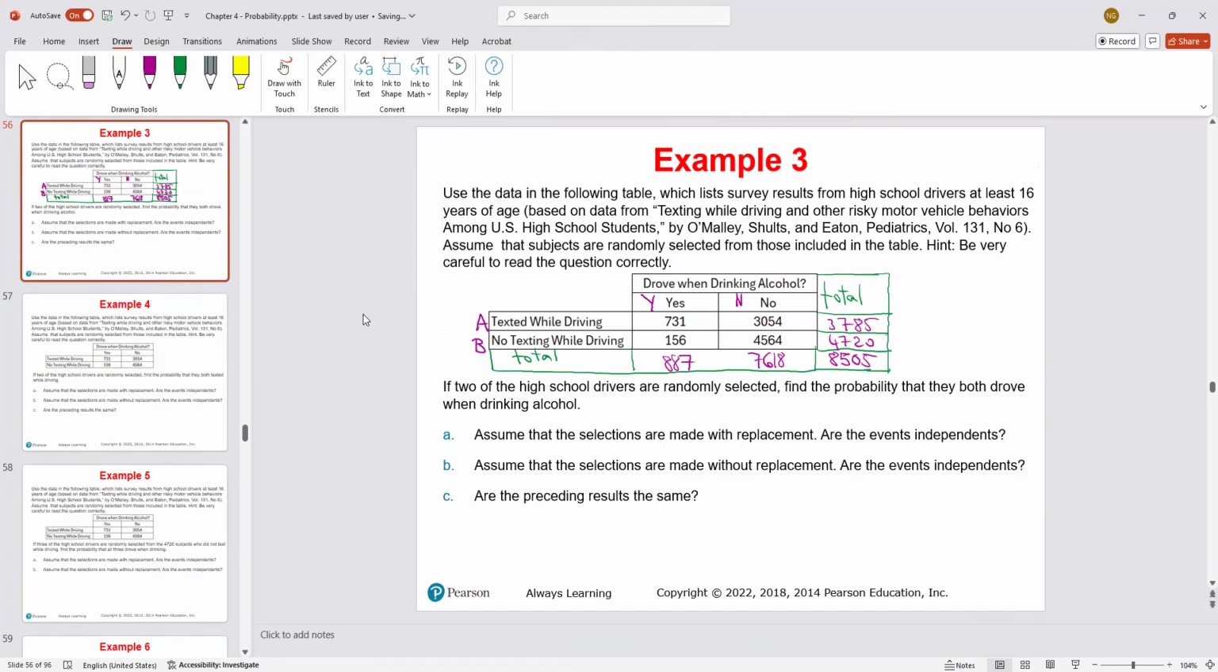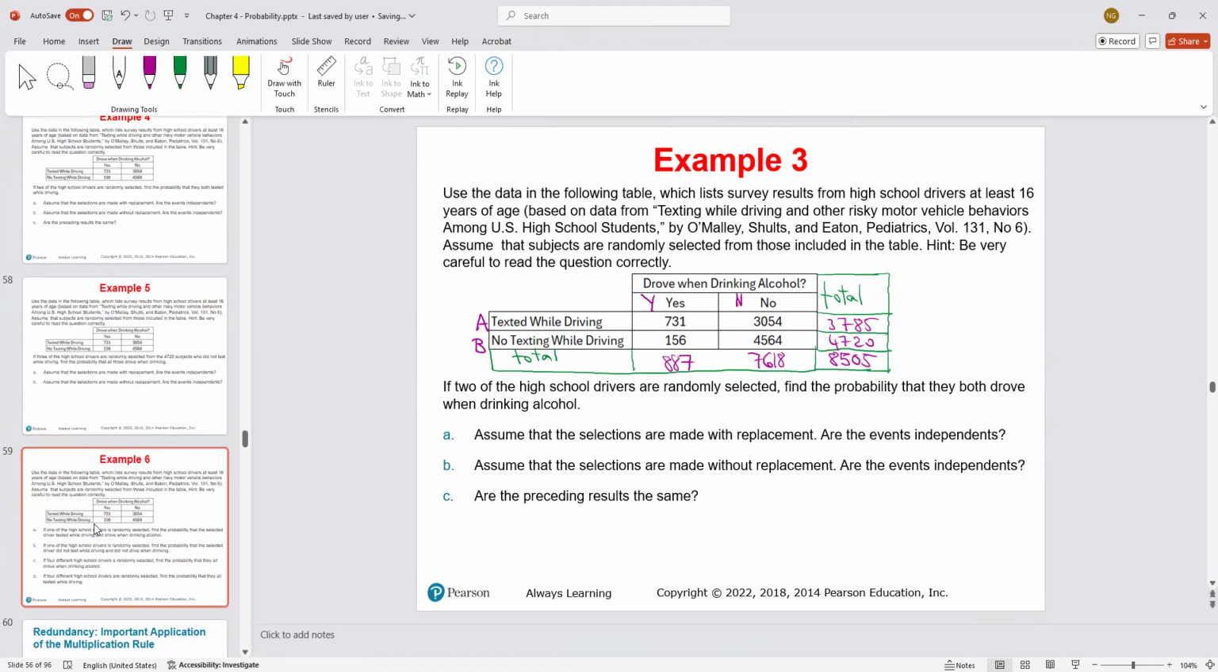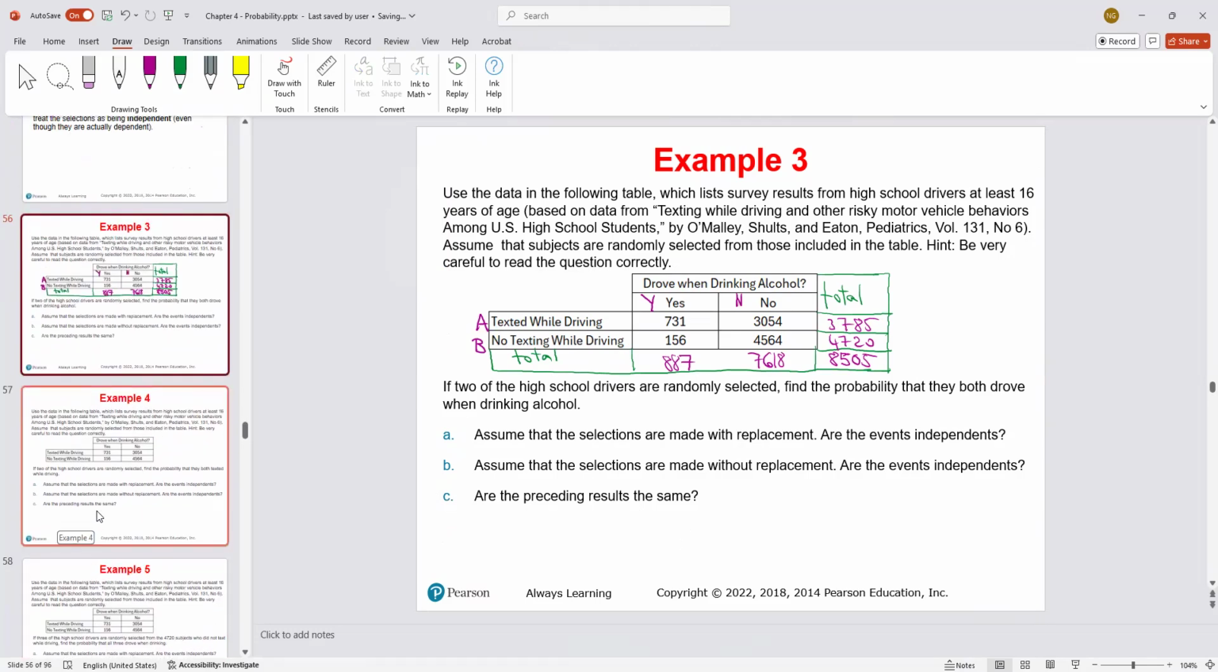If two of the high school drivers are randomly selected, because we're using the same contingency tables, we'll do the same. Two of the high school drivers are randomly selected. Now, when we do two in sequence, we're dealing with the multiplication rule. Find the probability that they both drive when drinking alcohol.